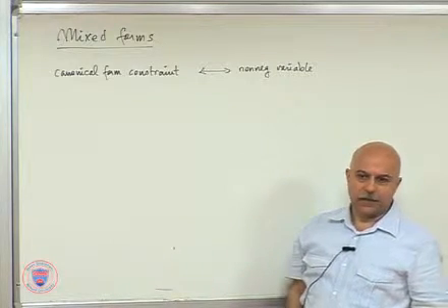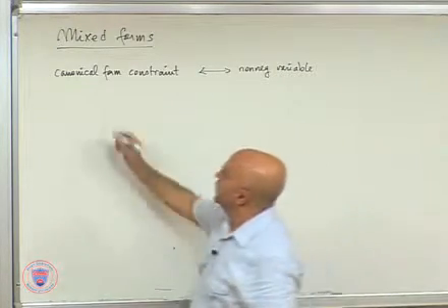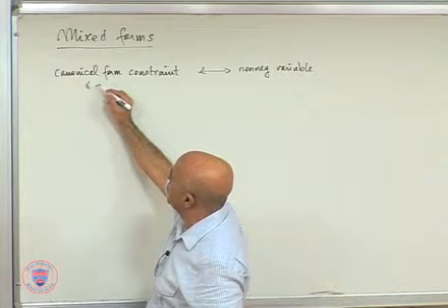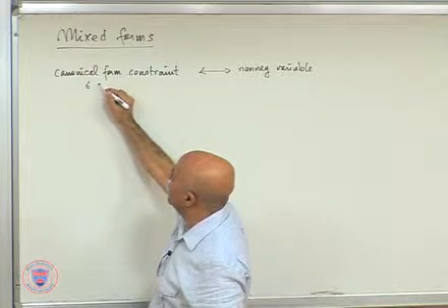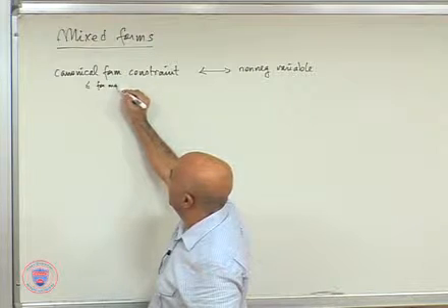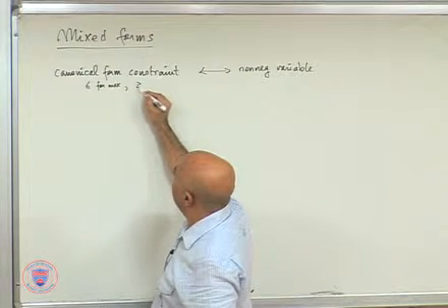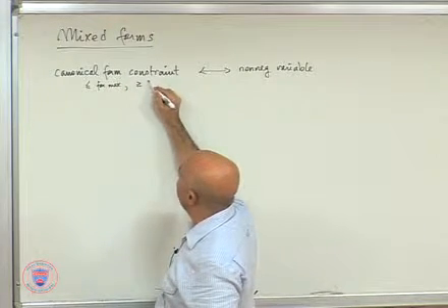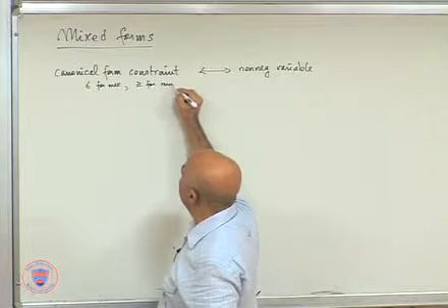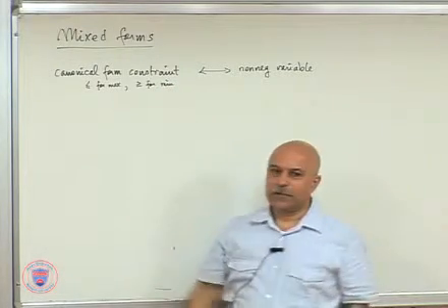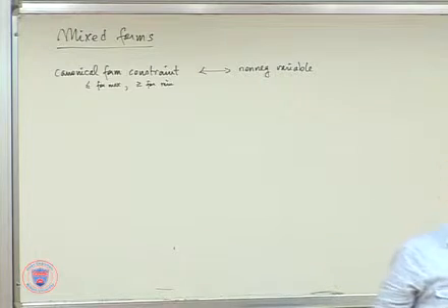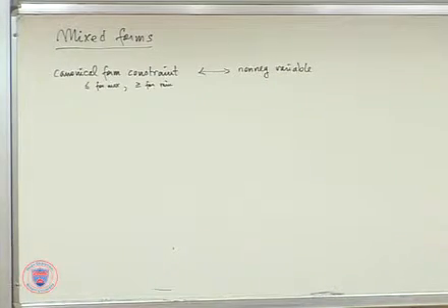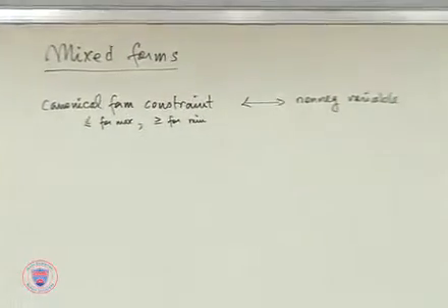What's a canonical form constraint? It is a less than or equal to for max and a greater than or equal to type constraint for a minimization problem. How do I remember that? Well, I have a way of remembering that, but I'm not going to tell you. You figure your way out, okay?